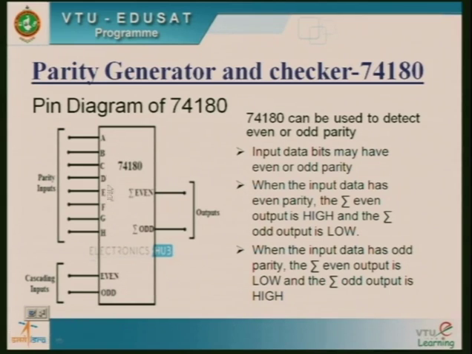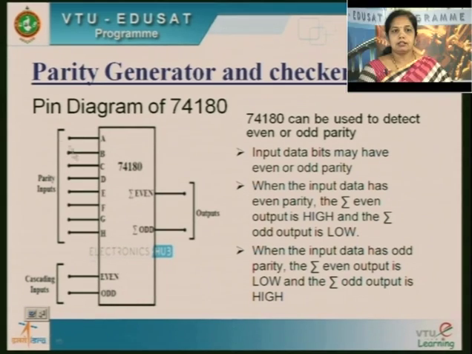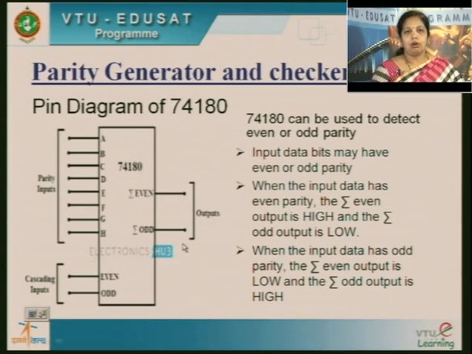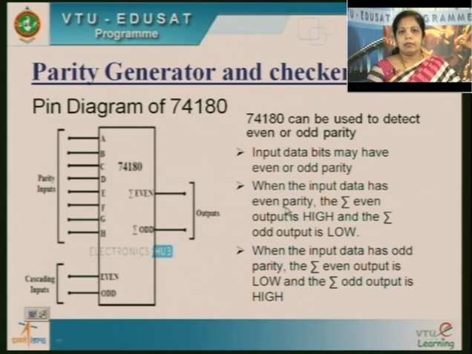So this IC accepts 8-bit parity inputs, and it will show whether the inputs are even or odd. Based on the input data, the even parity output is high. If it is even parity, the even summation output is high, else the odd output is low.